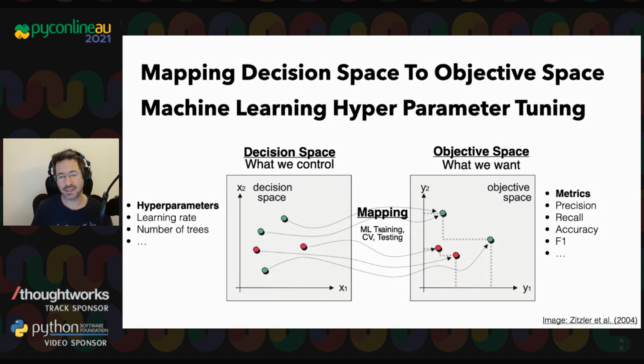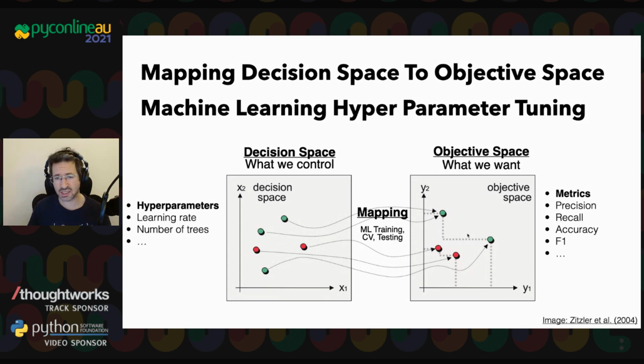This is another case study. If you're familiar with machine learning, these parameters are called hyperparameters. These are things that we can control for. Here, for example, there's this technique called decision trees, and it has one parameter called learning rate and the number of trees. That's what we control for, hence our decision space. But that's not what we're interested in. What we're interested in actually is precision, recall, accuracy, and other related metrics. And the mapping is a whole process of machine learning, of training, cross-validation, testing, etc., going between these parameters to what we're actually interested in.